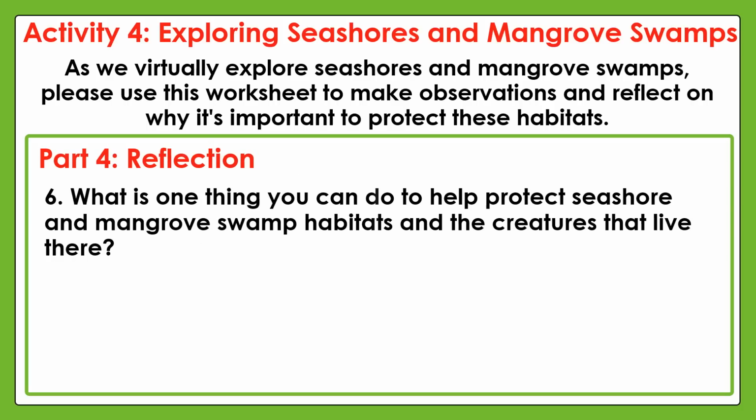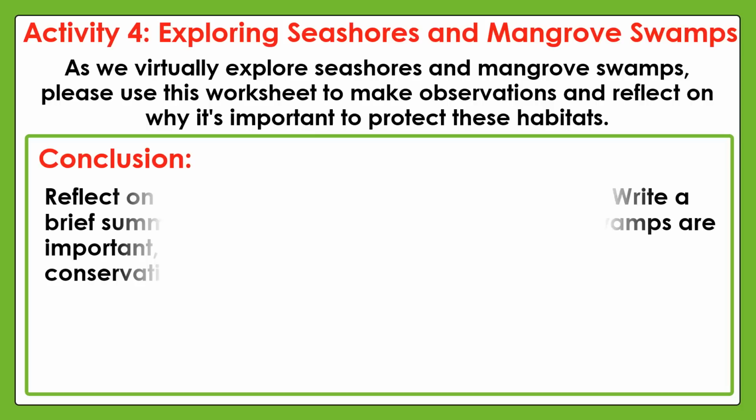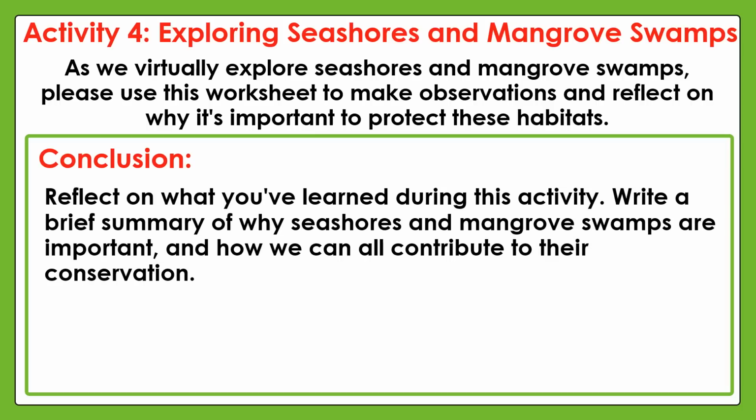Part 4. Reflection. 6. What is one thing you can do to help protect seashore and mangrove swamp habitats and the creatures that live there? For the conclusion, reflect on what you've learned during this activity. Write a brief summary of why seashores and mangrove swamps are important and how we can all contribute to their conservation.